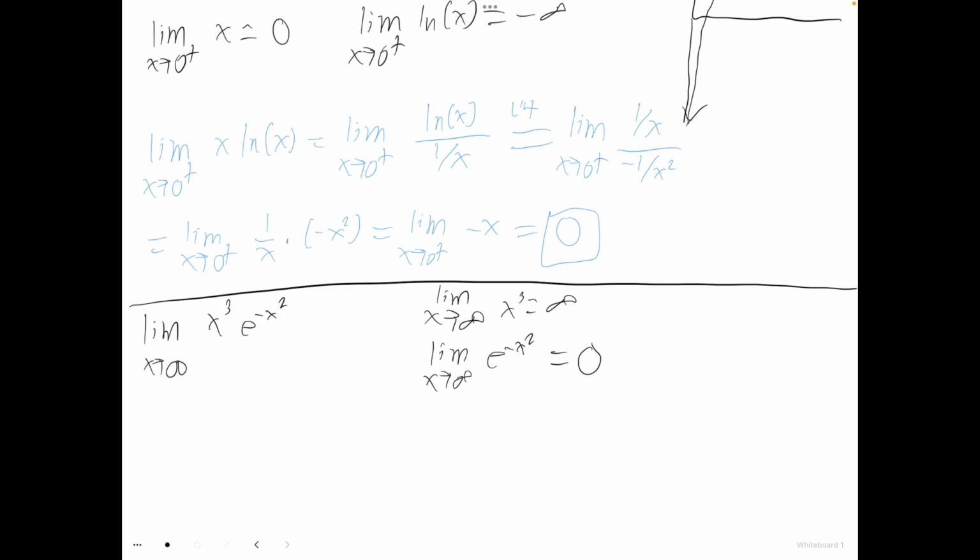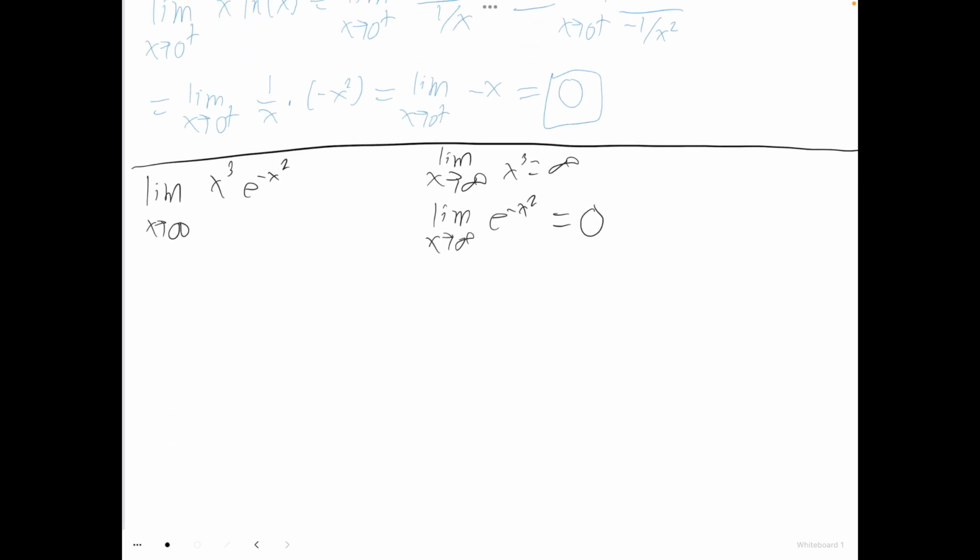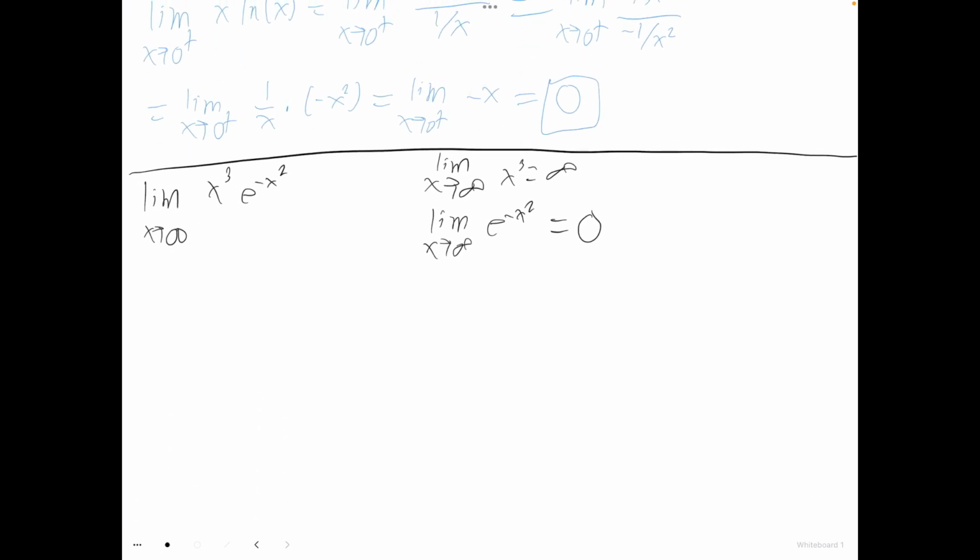And so once again, we need to flip something. Now, in this case, it's kind of obvious what to flip. E to the negative x squared has a negative exponent on it, and so there's a natural way to flip things. So the natural way to flip things here is when I have the limit as x goes to infinity of x cubed over e to the x squared.